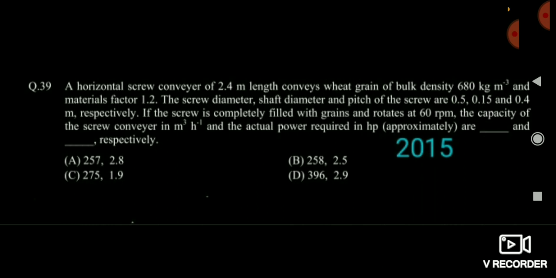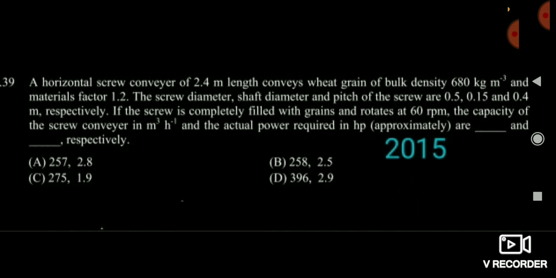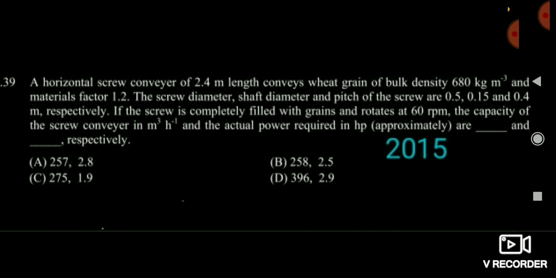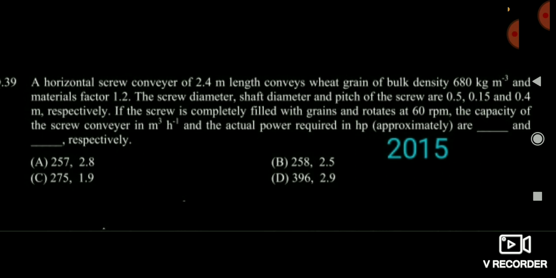It is saying that the screw conveyor length is given as 2.4 meter, and bulk density of grain is given, and material factor is given, and screw diameter, shaft diameter, pitch of a screw, all things are given. It is asking about the capacity when it is completely filled at RPM of 60, then the capacity of screw conveyor in meter cube per hour and the theoretical power in HP. Means, same as the previous question, we have to calculate the capacity of conveyor and after that we have to calculate its power.